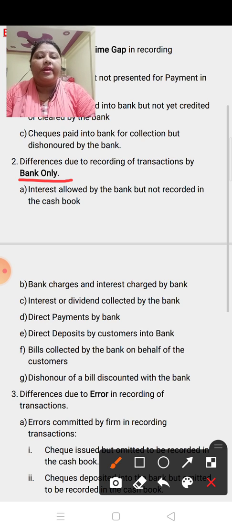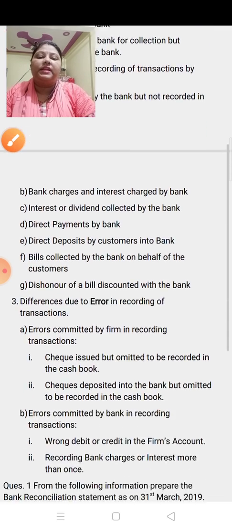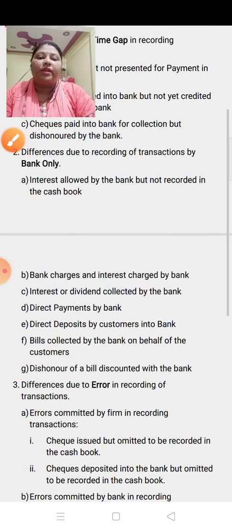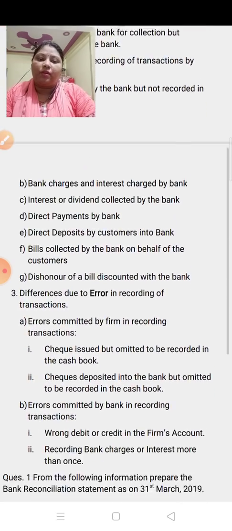In a similar way, bank charges. If the bank deducted any charges from the bank account of the firm, we will not enter them in the cash book. Okay, so there are a few examples: bank charges and interest charged by bank, interest or dividend collected by bank, direct payment by bank, direct deposit by customer into bank, bills collected by the bank on behalf of the customer. So these are a few examples of transactions by bank only.